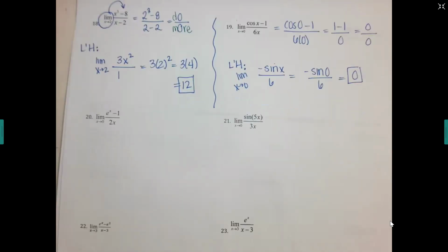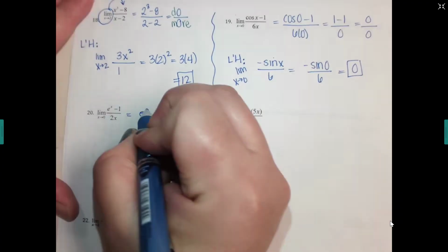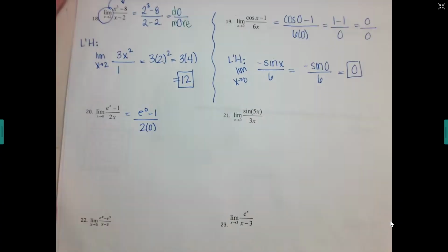Okay, let's go down to number 20. Plug in your x approaching 0. What would you get? So you'd have e to the 0 minus 1 over 2 times 0. But e to the 0 is 1. 1 minus 1 is 0.